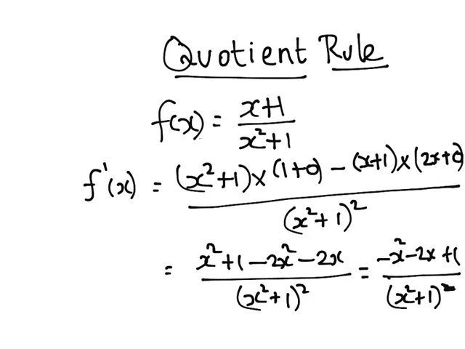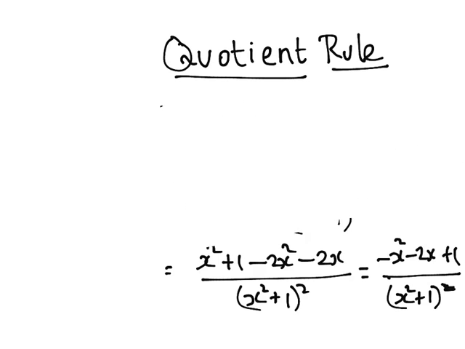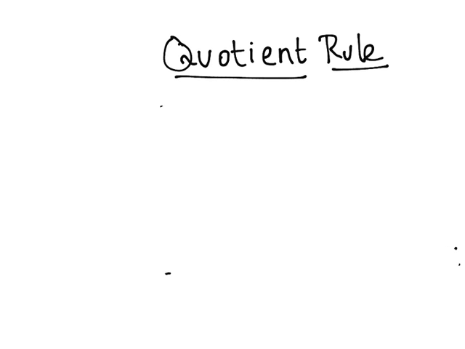Okay, so let me explain the quotient rule with another problem. I'm sorry, let me erase this. Okay, let me take another problem. Let me take a function, a combination of an algebraic and a trigonometric function. So let's say x squared plus 1 divided by sine x. Okay, let's say I want to find the derivative of this function.